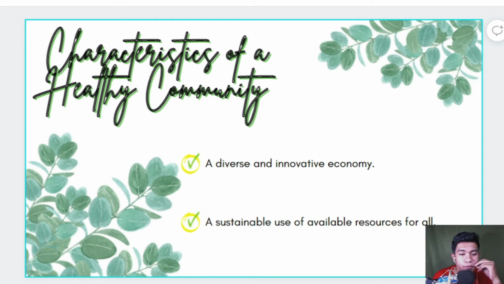The next one, a diverse and innovative economy. Then the last one is a sustainable use of available resources for all. So those are the characteristics or some of the characteristics that we can tell or that we can use, no, for us to assess if our community is a healthy one.